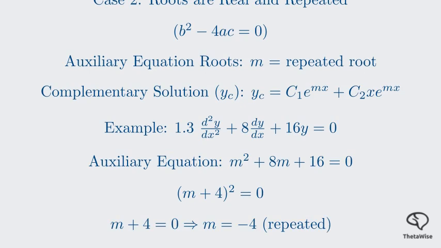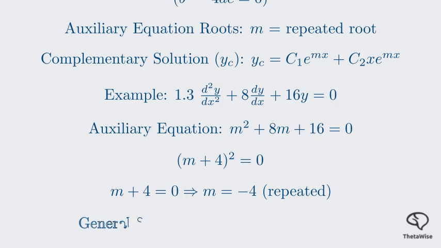Now we can construct the general solution using the formula for repeated roots. Plugging our value of m equals -4 into the formula, the general solution is c1 times e to the power of -4x plus c2 times x times e to the power of -4x. And that's our final answer.